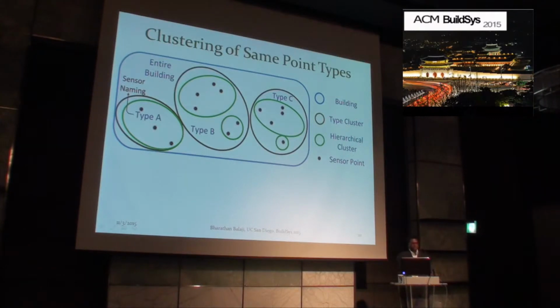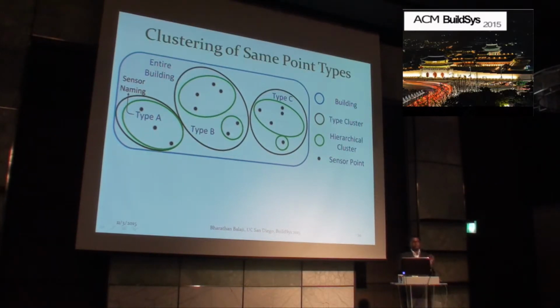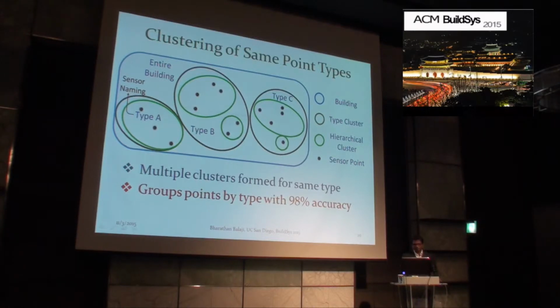So what does hierarchical clustering give us? This is a figurative explanation. The blue box represents all of the points that exist in the building. The dark green circles are the points which are clustered by the point types. And the light green circles are what we get from hierarchical clusters. And in a sense, we're getting multiple clusters for the same point type. And this is done very nicely by this algorithm, and we get 98% accuracy across all the buildings.